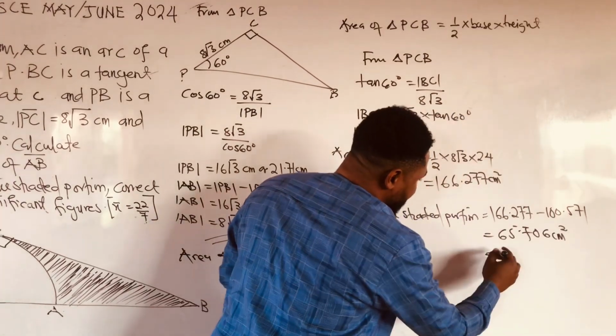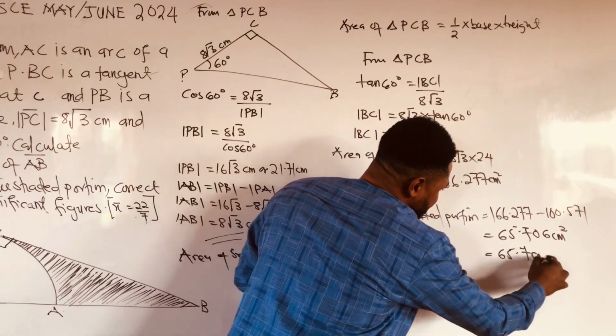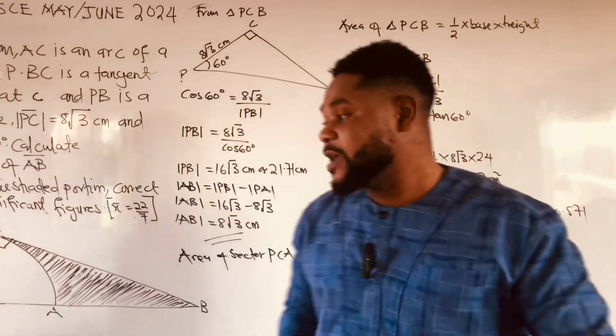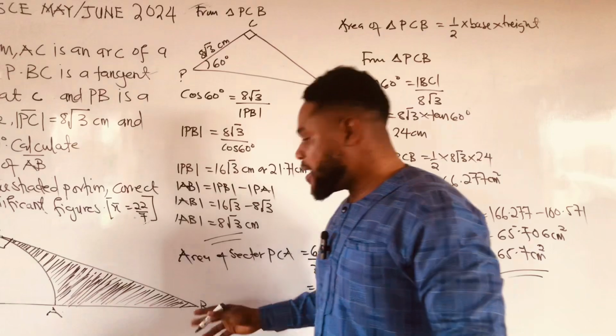And to 3 significant figures, we'll have 65.7 centimeter square. So this is how we can calculate the area of the shaded portion and length AB.